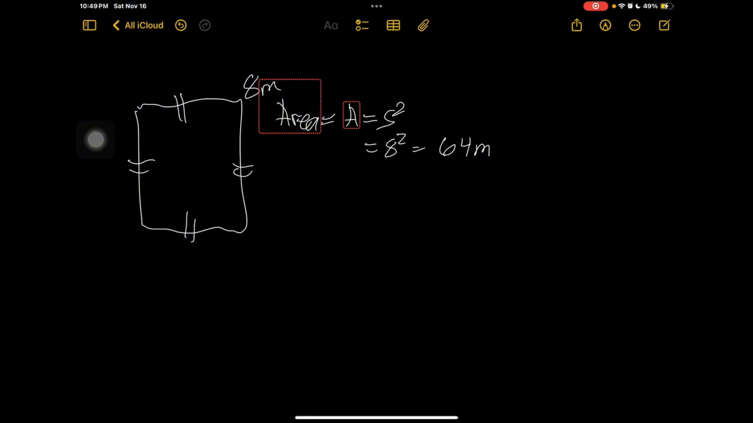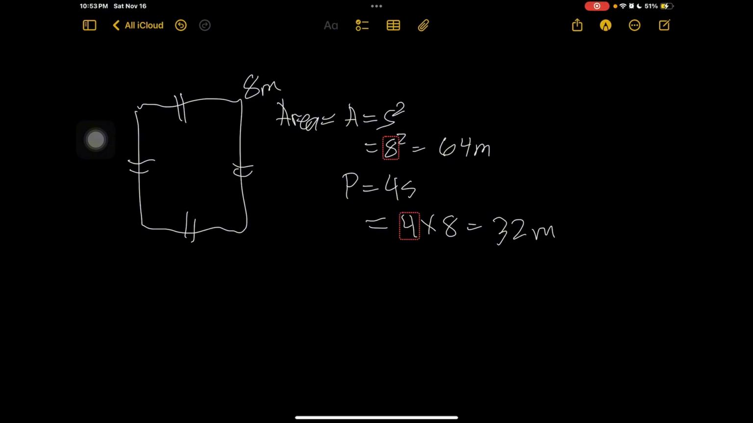And next, we're gonna solve for perimeter. So the formula of perimeter is perimeter is equal to 4 sides. So 4 multiplied by 8 is equal to 32 meters. So this is our perimeter and this is our area.